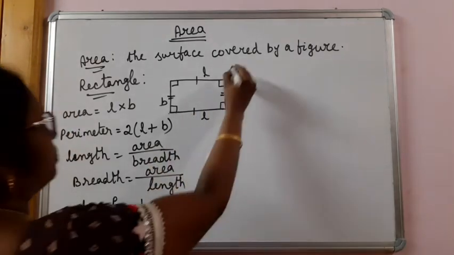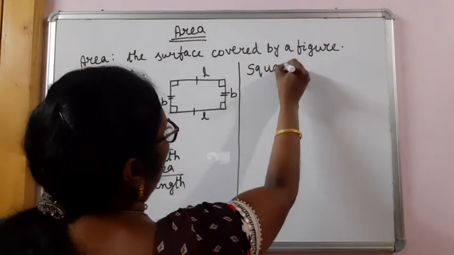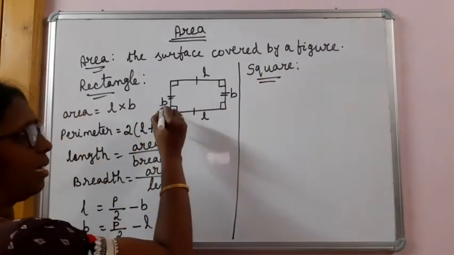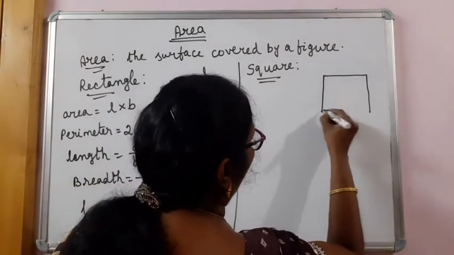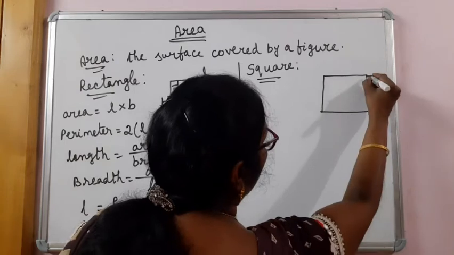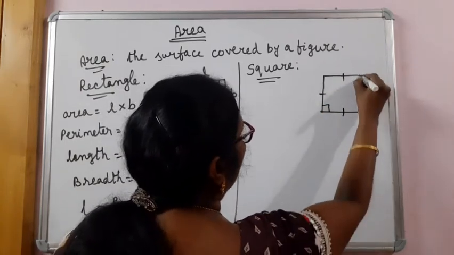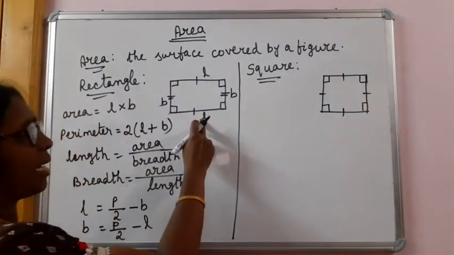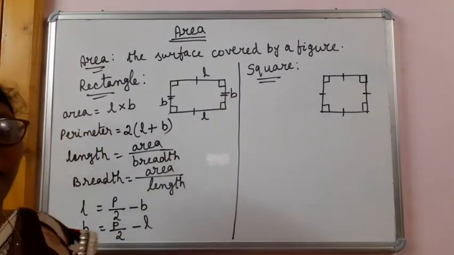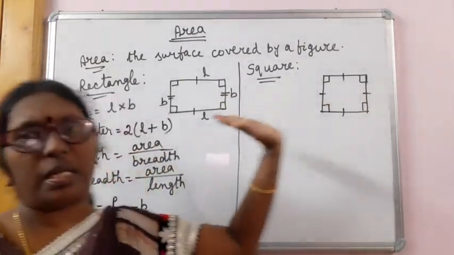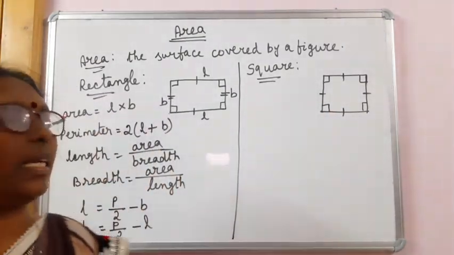Now, let us have the square. What is a square? It is also a rectangle, but in a square all the sides are equal. A square is a quadrilateral in which all the sides are equal and each angle is 90 degrees. The difference between a rectangle and a square is that in a rectangle opposite sides are equal, whereas in a square all the sides are equal. In a rectangle each angle is 90 degrees, and in a square also each angle is 90 degrees.